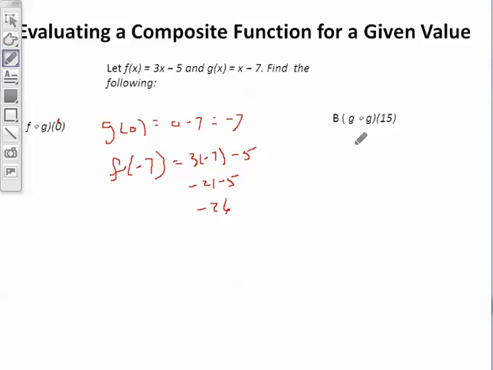Let's try this over here for 15. So g of 15 is going to be equal to 15 minus 7. That's 8.